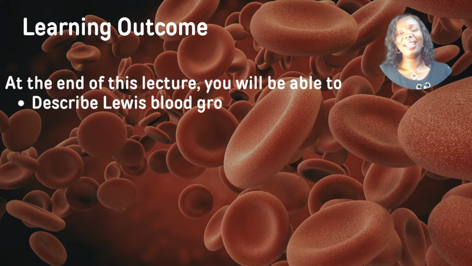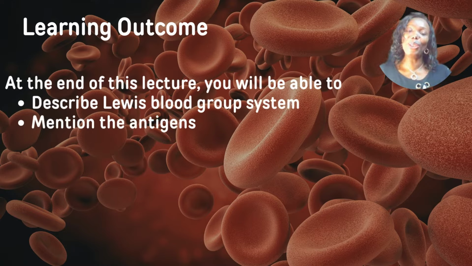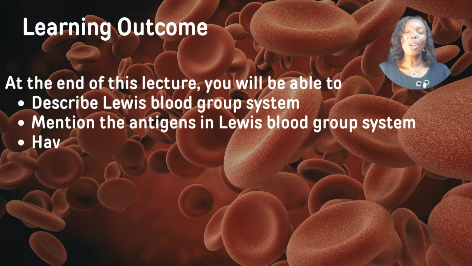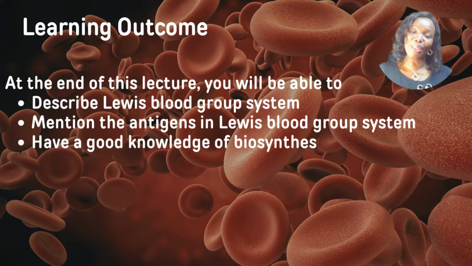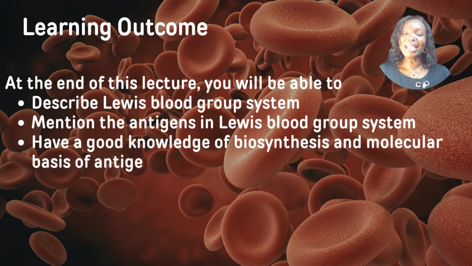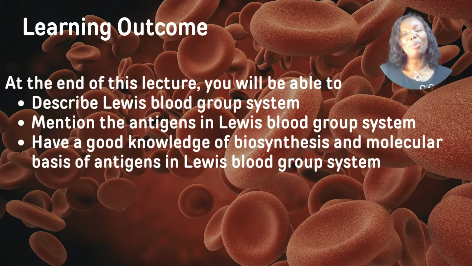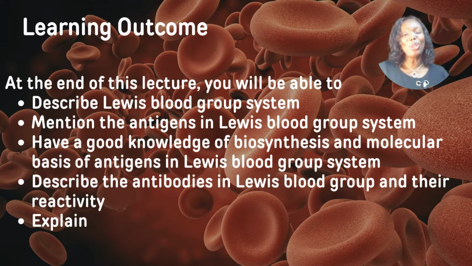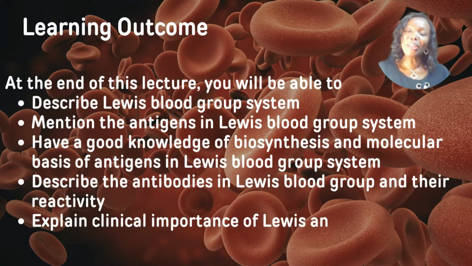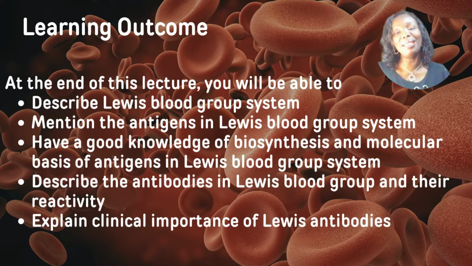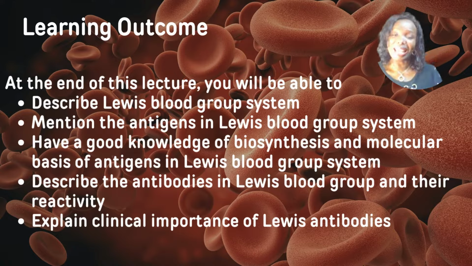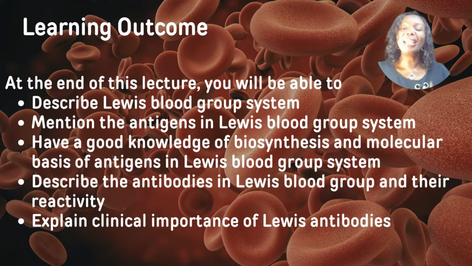Learning outcome. It is expected that at the end of this lecture, you should be able to give an overview of what Lewis blood group system is all about. You should be able to mention the antigens that are associated with Lewis blood group system. You should have a good knowledge of the biosynthesis and molecular basis of Lewis antigens. And you should be able to describe in detail the antibodies that are associated with Lewis blood group system and of course their reactivity. And again, you should be able to explain the clinical significance of these Lewis antibodies.